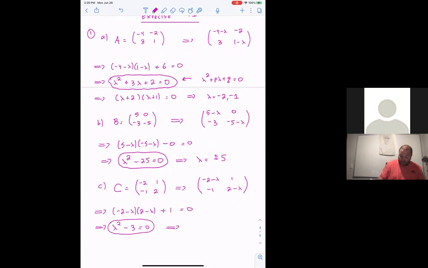And what are my solutions? Add 3 to both sides, take the square root of both sides, and you get plus or minus the square root of 3. Nothing says the eigenvalues have to be nice numbers. They can be radicals, positives, negatives. They can be imaginary.